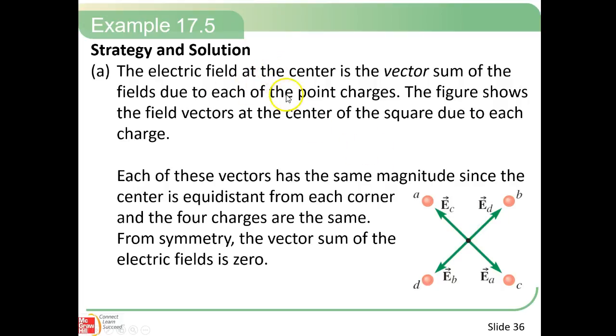We know the electric field at the center is the vector sum of all the fields. And so the figure below here shows the electric field for each one of those charges coming from the center. Because each of these vectors has the same magnitude, because they're all from the same distance to each one of the charges, and because they're symmetrical, everything here is 90 degrees. They all have the same length, so these cancel each other, and the vector sum of the electric fields is 0. So the electric field at the very middle of the 4 charges is 0. So E total would be 0.